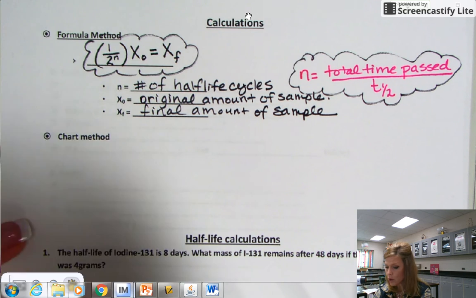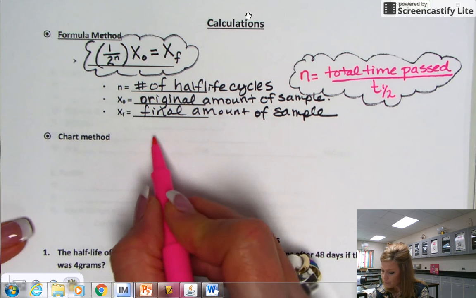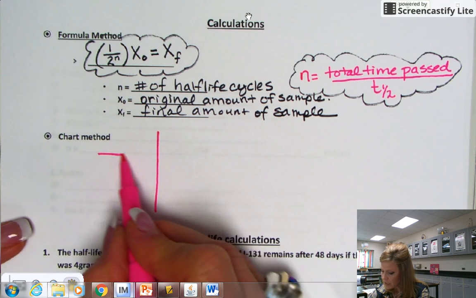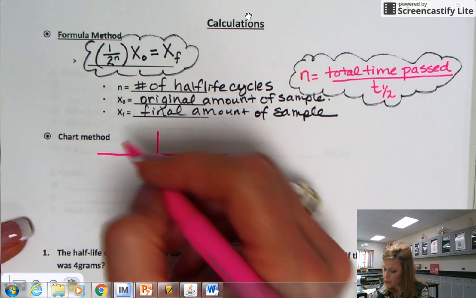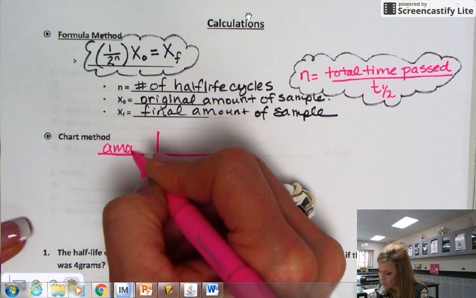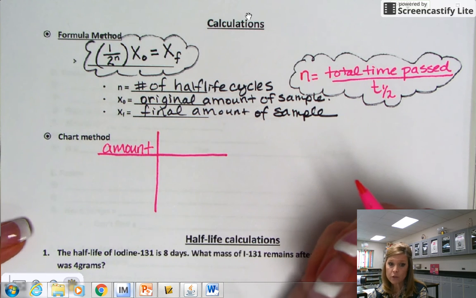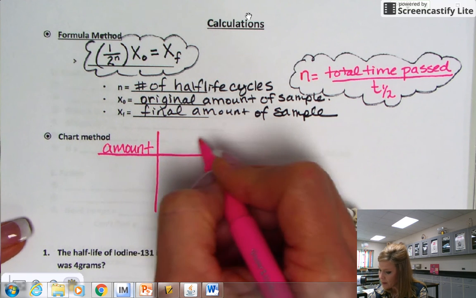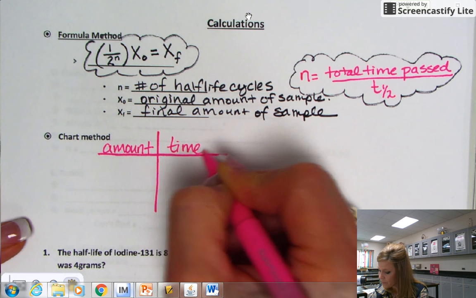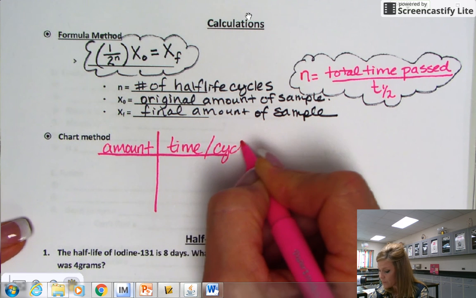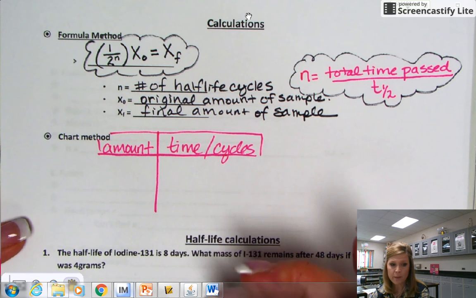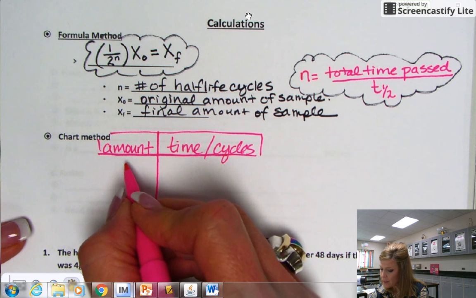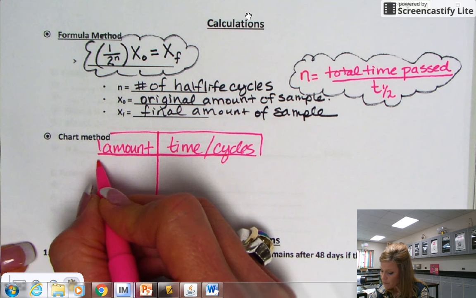All right, the chart method is a little more, you just think it through, but it involves a chart, I call it a T-chart. Your headings here will be, for the first one, the amount, like the amount of your sample. And the other heading is time, or you could define it as cycles. I usually do the cycles, okay? You'll see when I do the example what I mean by that. So for the amount, you're always going to start off with your original amount. The original amount will always go here first.